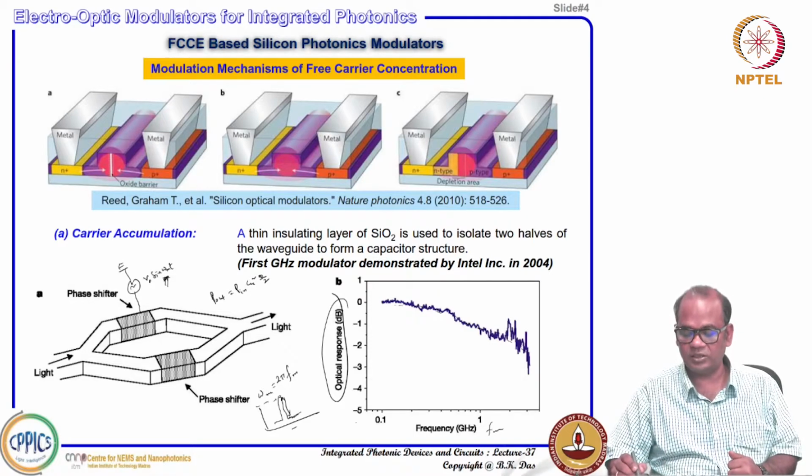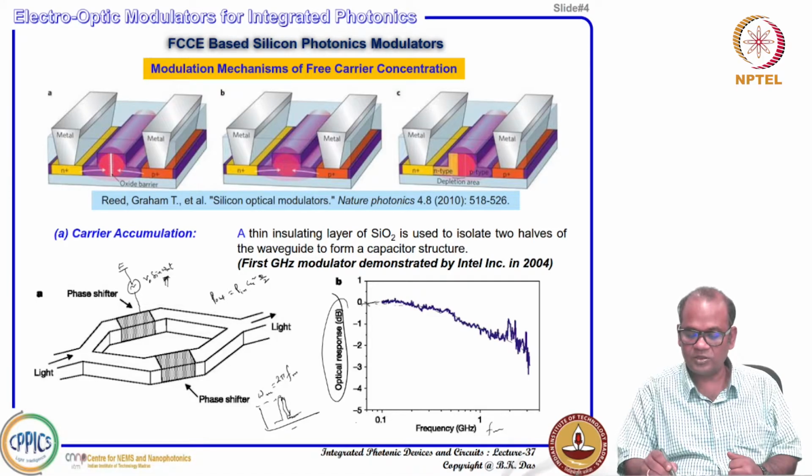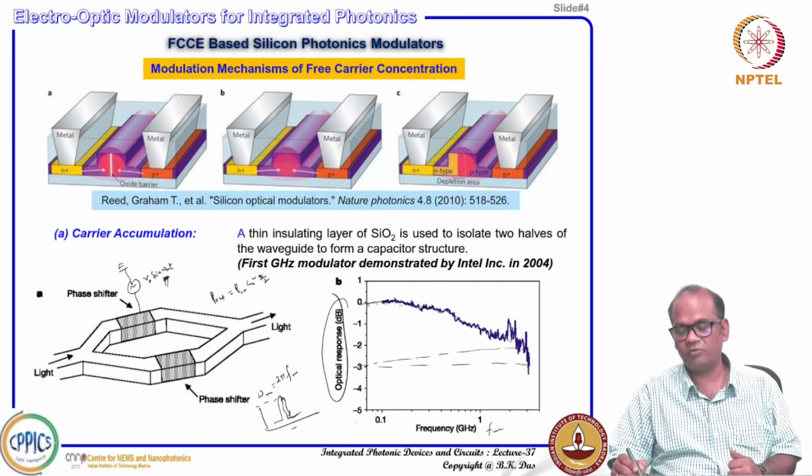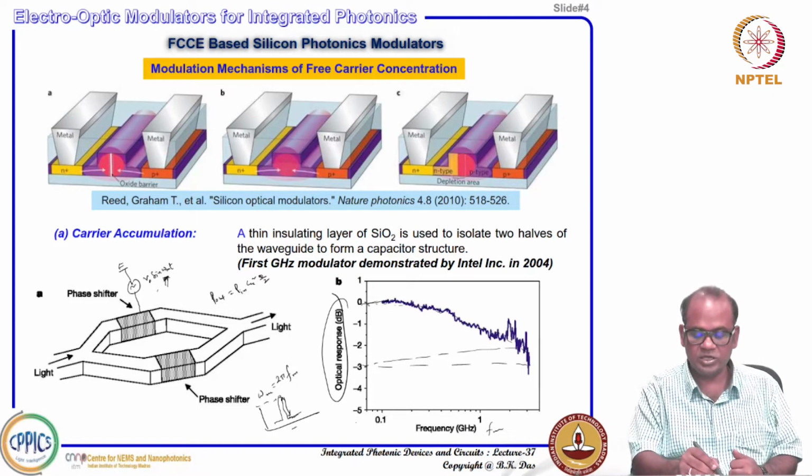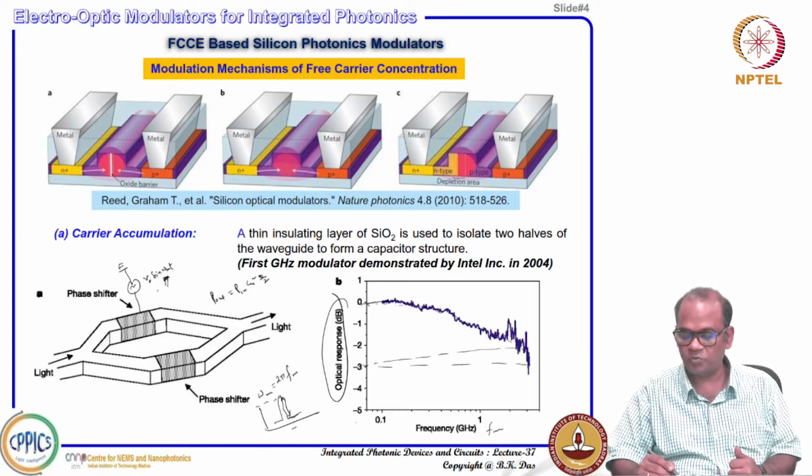This is the experimental result. So you see this is the normalized value, that means highest extinction, and as you keep on increasing frequency, the extinction slowly reduces. And this is your 3 dB point, up to 3 dB, because of the limitation of the modulation signal at that frequency and the photodetector response, etc.